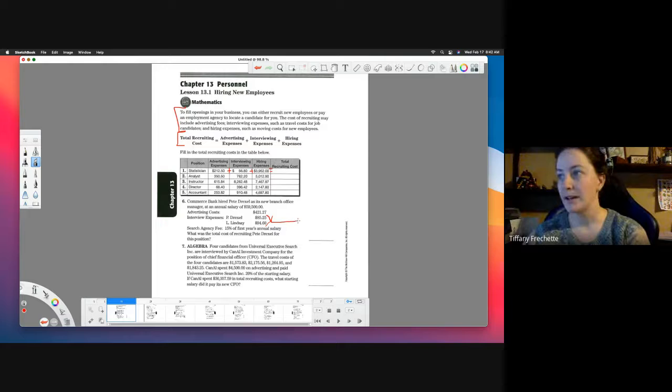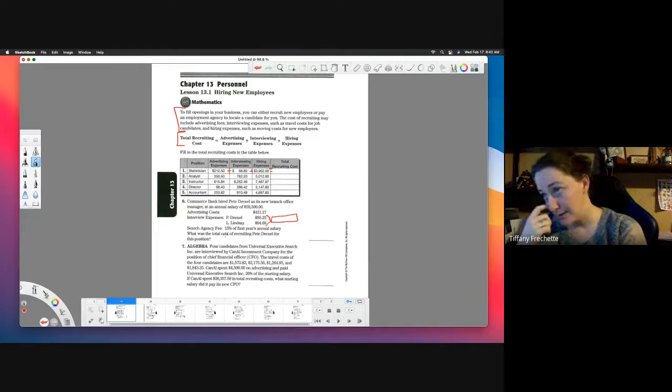So we need a number here. I'm going to, again, let you guys do that calculation. Super easy. You just need to add them together. So we have our advertising costs. We'll have our interview expenses. Sorry, they changed it from expenses to costs. Same thing, just different wording. Interview expenses, just add these together. So now we have search agency fee.